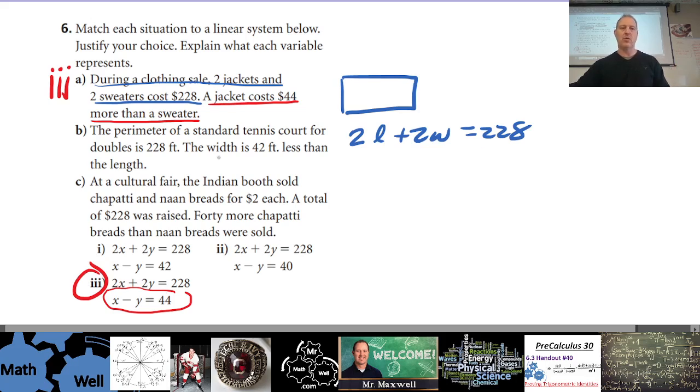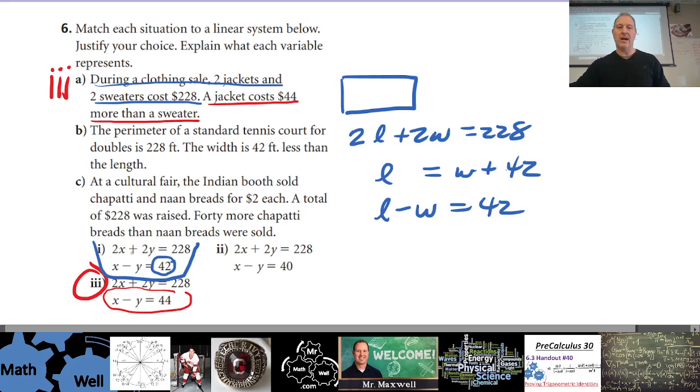But what's the second one? The width is 42 less than the length. So the width is less, so let's go length is width plus 42. Okay, now I don't see plus 42 down here anywhere, but I see a 42. So it looks like this one is going to be the system. Now if I did L minus W equals 42, that would match up exactly with this, wouldn't it? Is everybody seeing what we're doing here? Yeah? Okay. Now, obviously you know that C is the second one.